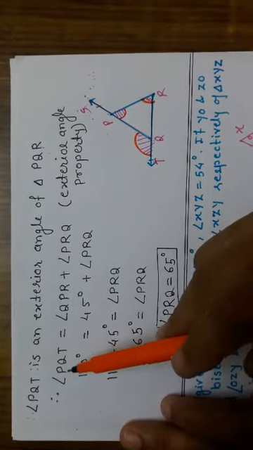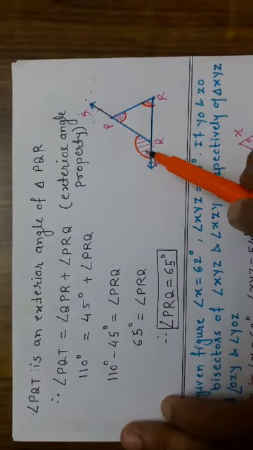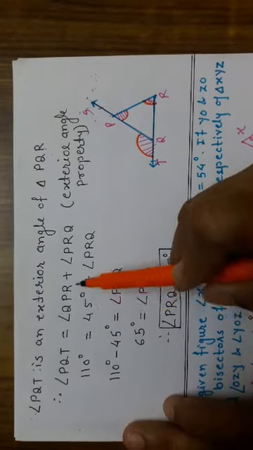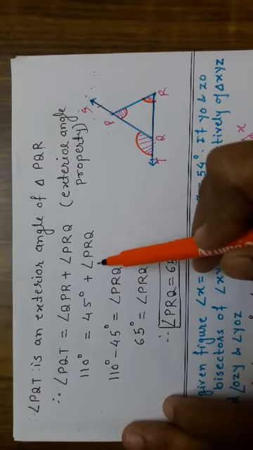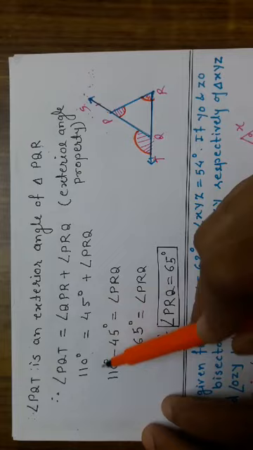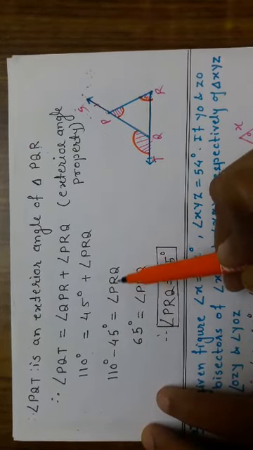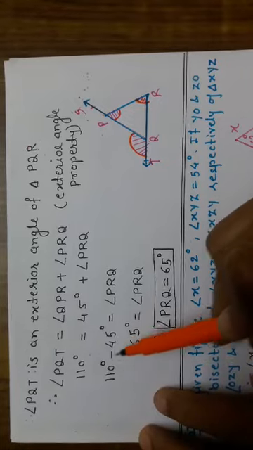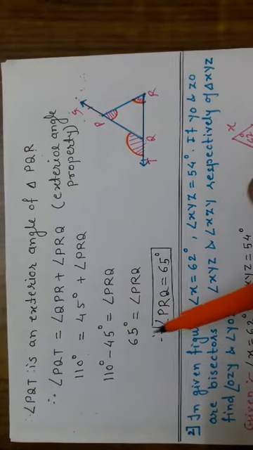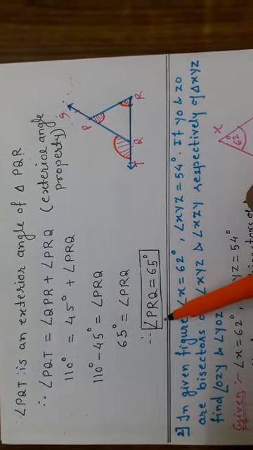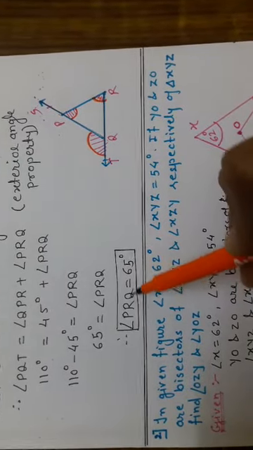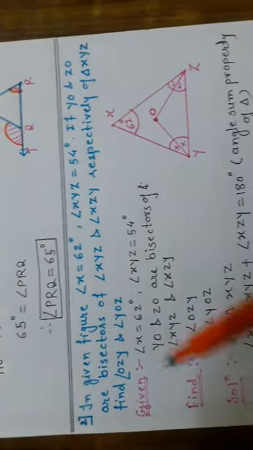Out of that, PQT they have given here as 110 degrees. We have just found QPR as 45 degrees, plus angle PRQ. This I will shift to the left hand side, so it will be a minus. So angle PRQ is equal to 110 degrees minus 45 degrees, which is nothing but 65 degrees, and we got here angle PRQ which is equal to 65 degrees.